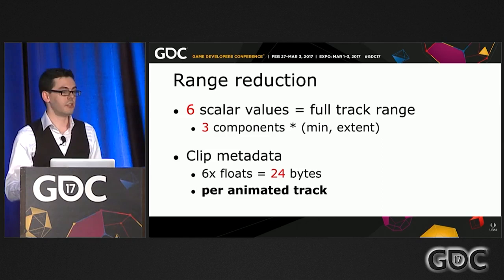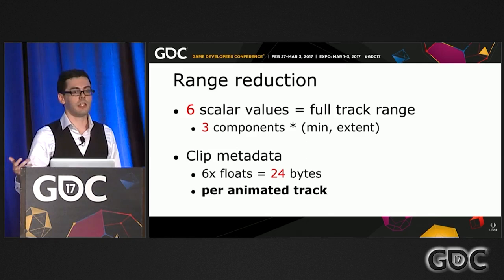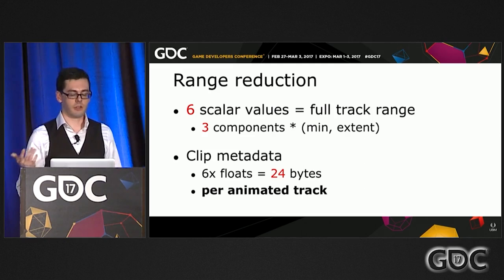We need 6 scalar values to represent a full track range. Each track type, rotation, translation, and scale, all have 3 components, and we need the minimum and the extent for each. We store these 6 scalar values as full precision floats in our clip metadata, which boils down to 24 bytes per animated track.